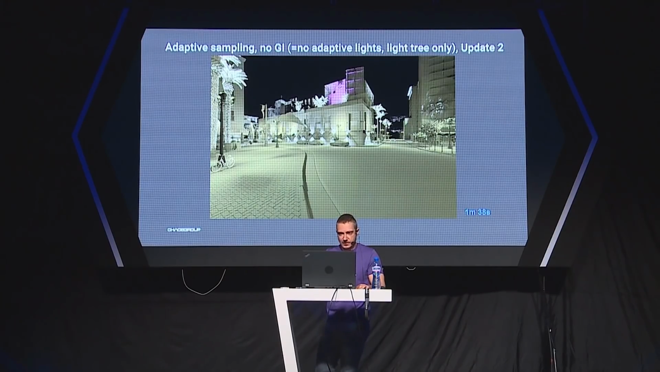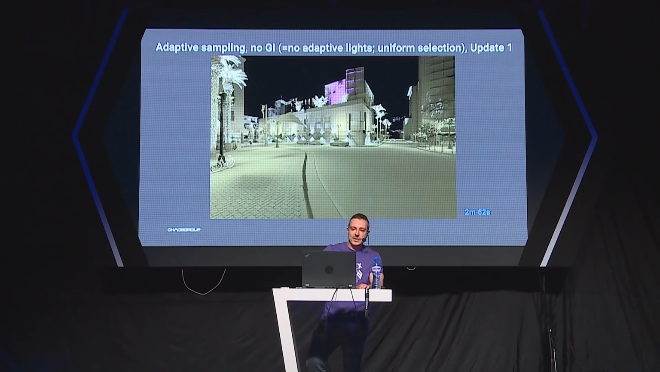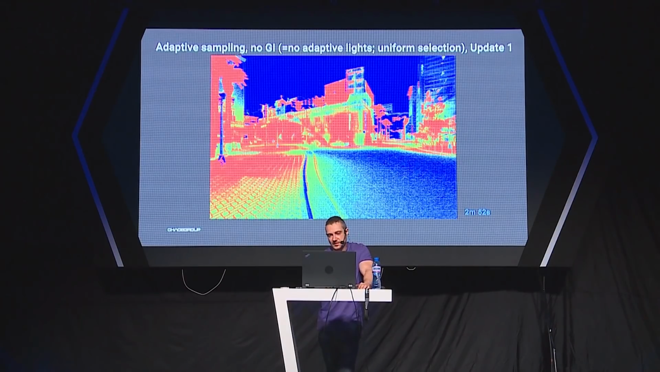And the final render here with update 2 is 1 minute and 38 seconds. Whereas if you try to do the same thing with update 1, you will still get the image, but it will take almost twice as long. So the light tree by itself helps a lot in this case. And if you look at the sampling rate render element for update 1, it's quite a bit noisy.